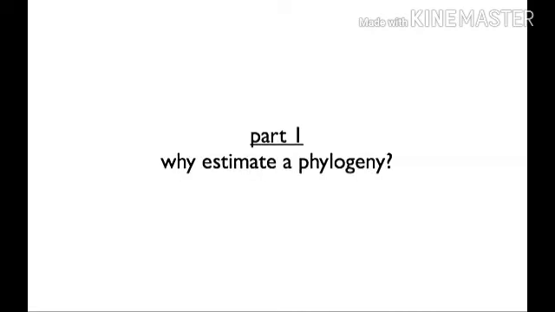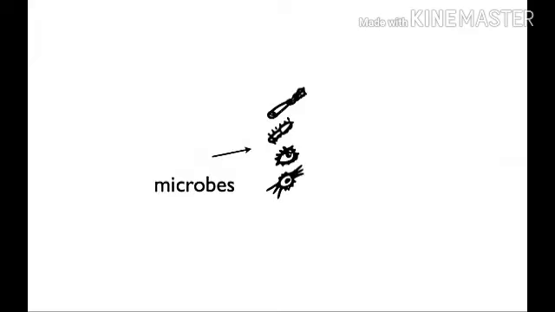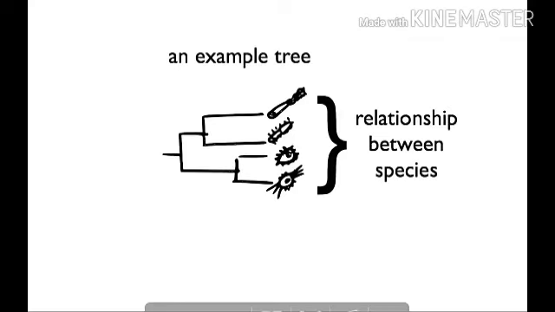So the first part is, why estimate a phylogeny? Imagine we have 4 microbes. If we estimate the phylogeny for these microbes, we can see the relationships between them and see how the microbes have diverged over time. Given this tree, we can also infer the common ancestor of these microbes. This is the root of the tree.